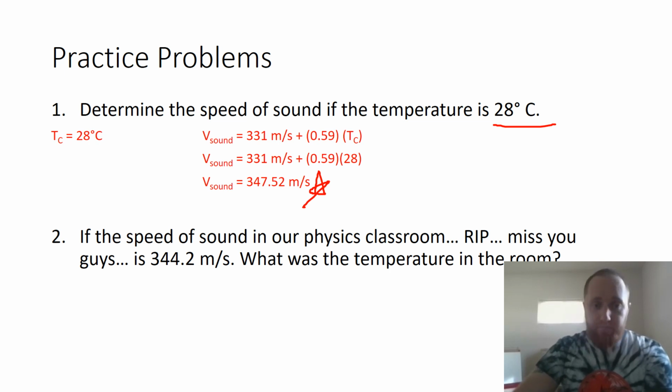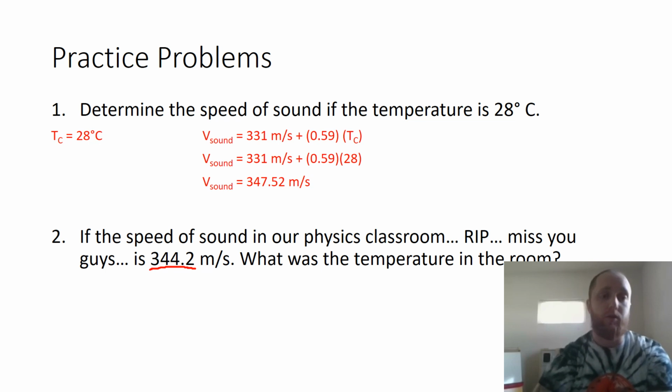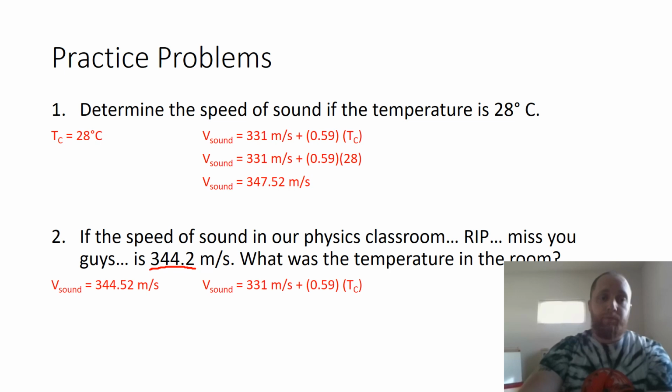The next problem: the speed of sound in our physics classroom was 344.2 meters per second. What would the temperature in that room be? Again, it should be the same equation. Hit pause, give it a shot, see what you can do. Again, it's the same setup.